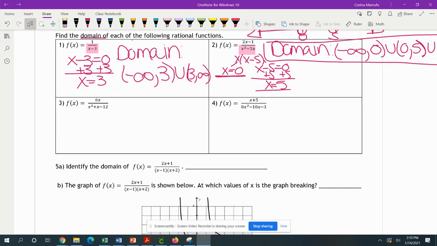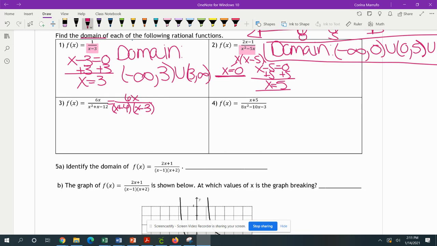Okay, the next one. Here we have 6x over x squared plus x minus 12. On the top, we're going to put a 6x. That stays the same. We're going to factor the denominator. So when we factor the denominator, x times x gives you x squared. We're looking for 2 numbers that multiply to give us 12, but add up to 1x. So 4 times 3 gives you 12. It needs to add up to a positive x, so that means that the 3 has to be negative.